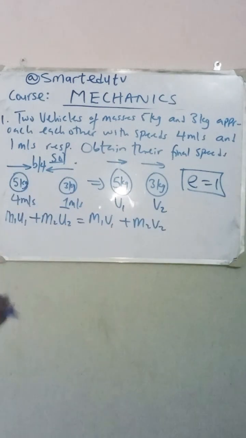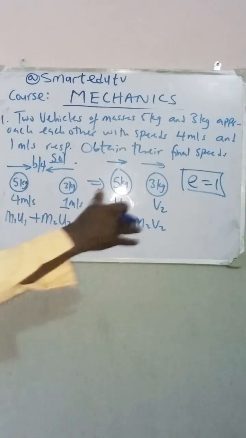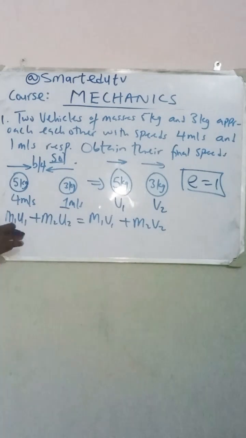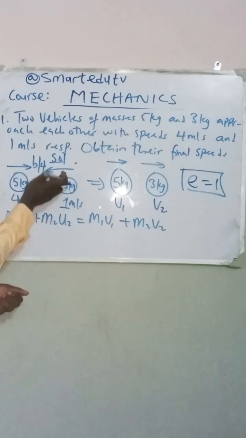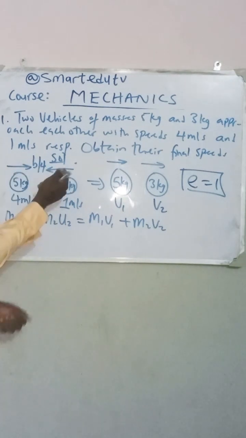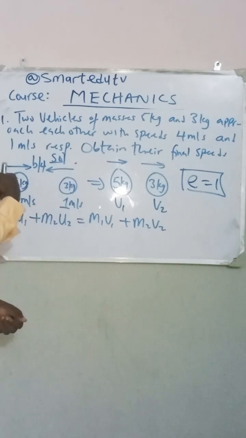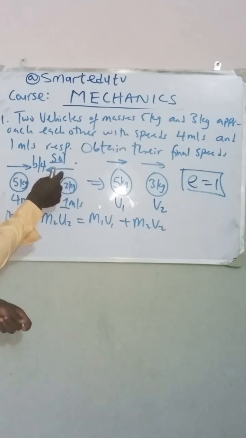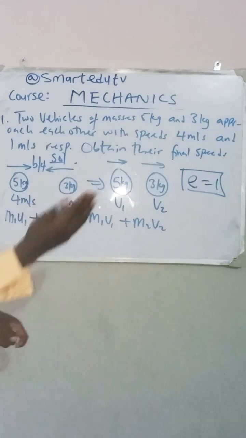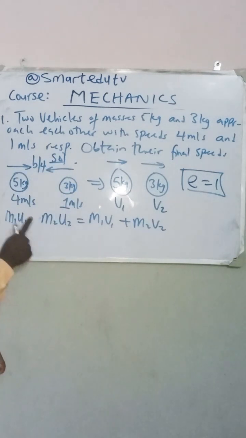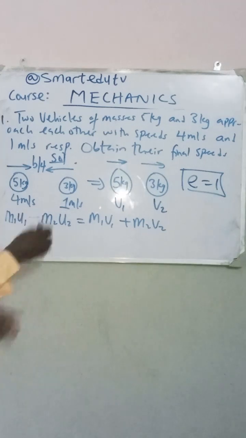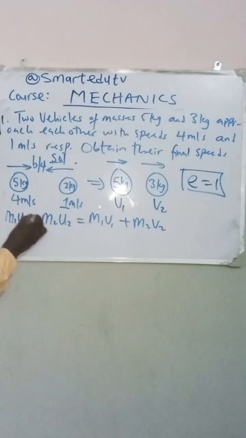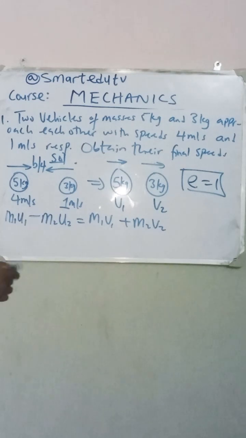But now, let's go back to the arrow. For the first one, it's going towards the right. That means the direction is positive. This remains M1 U1. No problem. Let's look at the second body. Is the direction to the right or to the left? You will notice that the direction is going towards the left. And because of that, its sign is going to be negative. Instead of positive, it's going to change to negative. Why? The second body is not going towards the right, rather it is going towards the left.